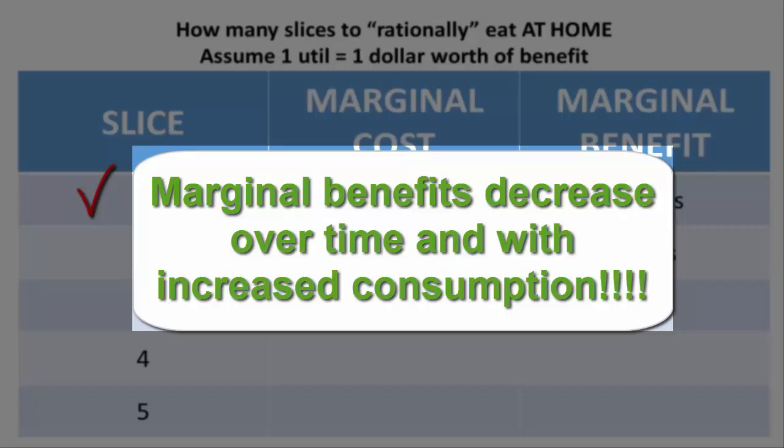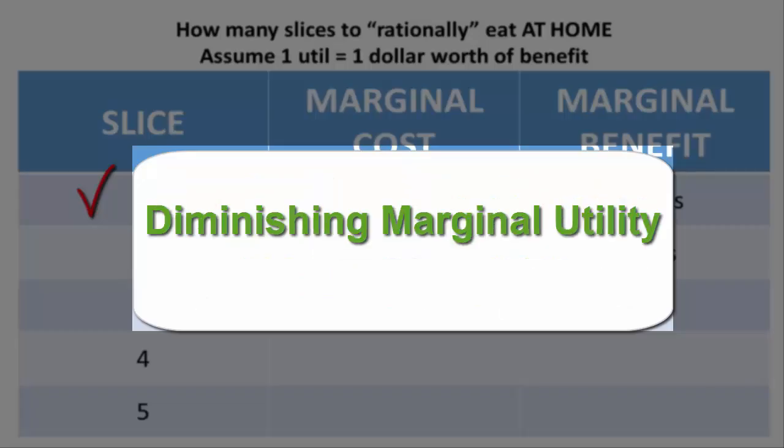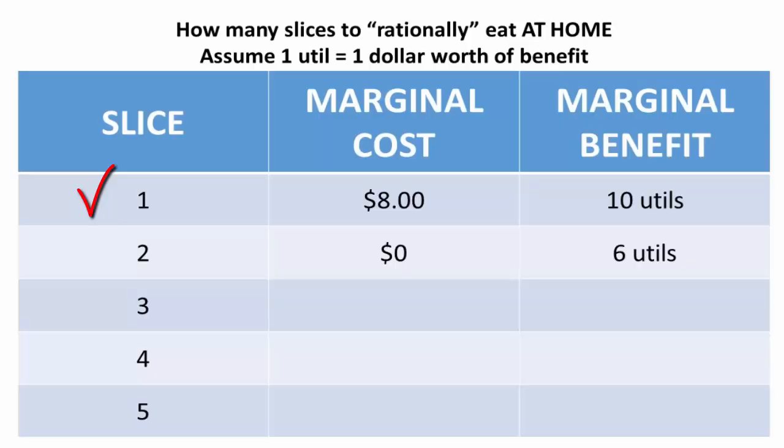The second slice of pizza is not as useful as the first because the consumer is a little less hungry now that they have consumed one slice. This is called diminishing marginal utility. Still, the person may get some real benefit from the second slice. Let's say 6 utils. In this case, the person should rationally consume the second slice of pizza.